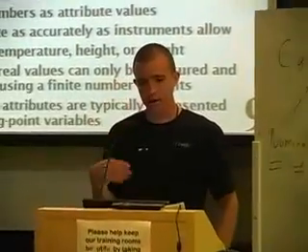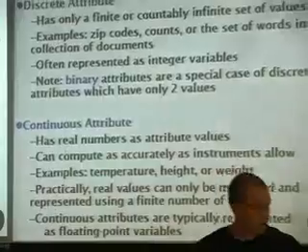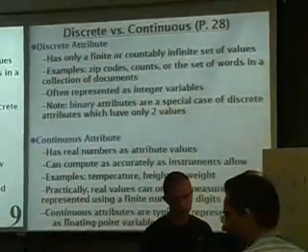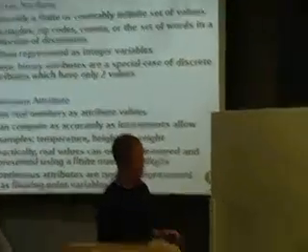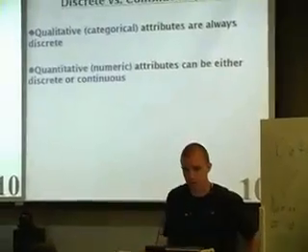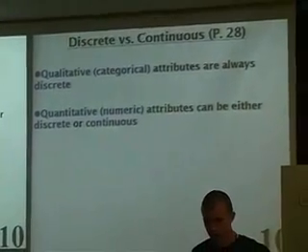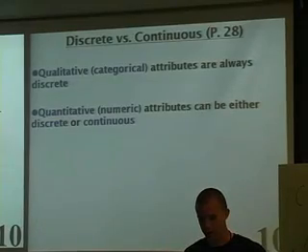And then the final thing we talked about is discrete versus continuous. The truth of the matter is everything that's categorical is automatically discrete, whereas numeric can be either discrete or continuous. I wrote that down last time. So if it's categorical, it's always going to be discrete because they're distinct categories, whereas if it's quantitative, it can either be discrete or continuous depending on the situation.